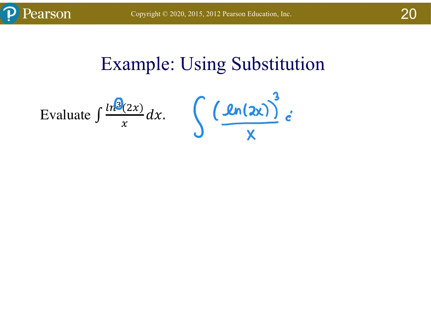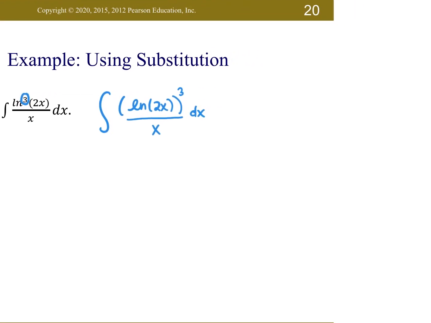So where's the word "of" here? This is the cube of the natural log of 2x. Okay, so I said "of" twice. The cube of the natural log of 2x. So if I said natural log twice, which one do I use for my u? Well, it's the first "of". So the cube of the natural log of 2x. So that's going to be my u, the natural log of 2x.